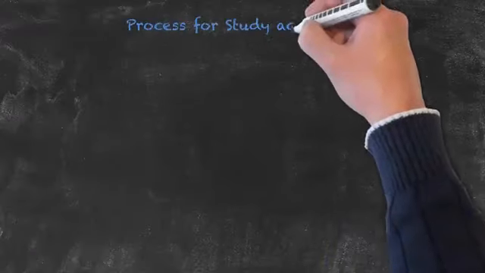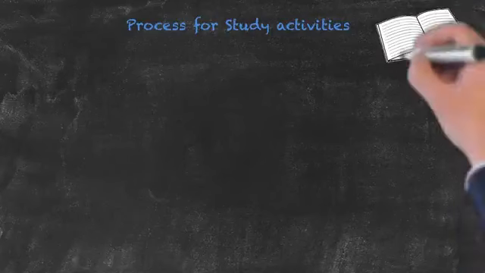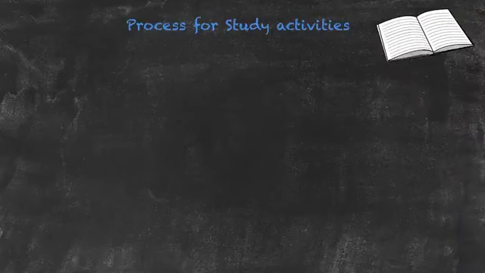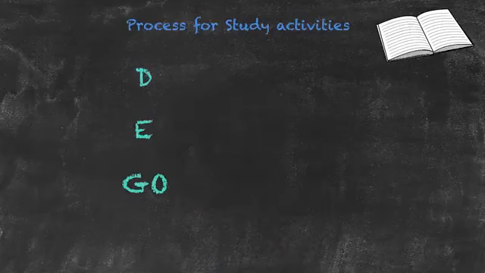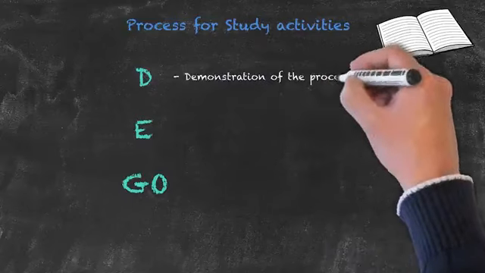Just to finish off this particular section on lesson planning, we're going to go through a couple of procedures that should take place during the study phase periods, particularly when we're doing the activities. It is quite important that before we actually go into a study activity, that we go through a process of showing how that activity is going to work, and one acronym that is often used for this is DEGO. The D part of this stands for a demonstration of the activity.